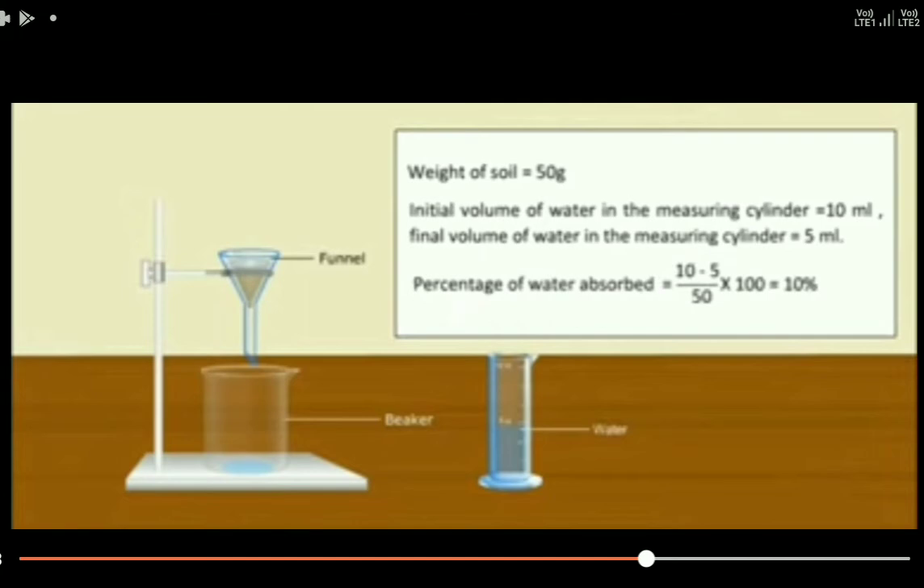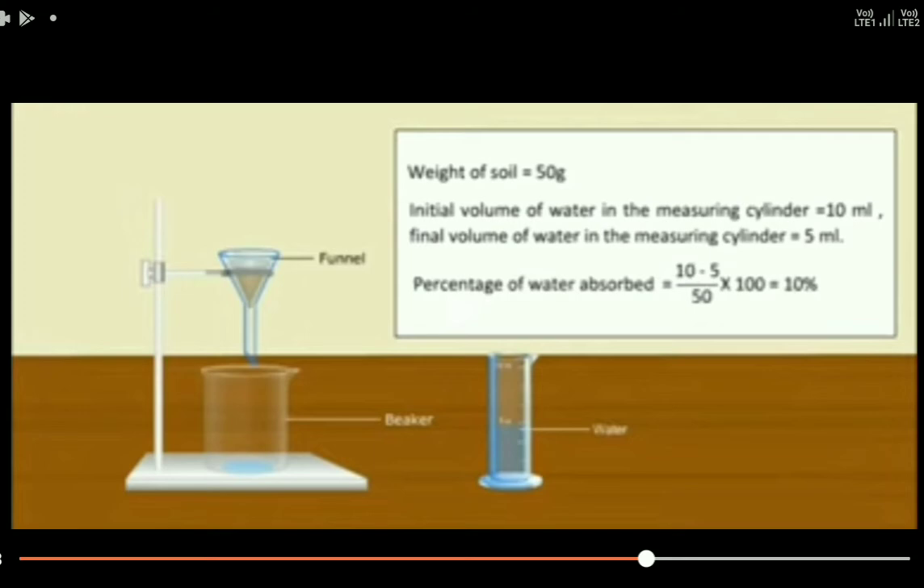The percentage of water absorbed is equal to 10 minus 5, divided by 50, where 50 is the amount of soil taken, into 100. When we calculate this, it will become 10%. We are taking it in the form of percent, that's why we are multiplying by 100.